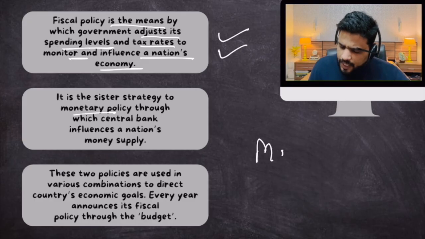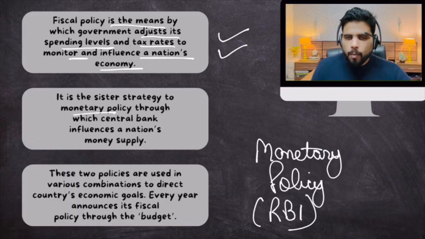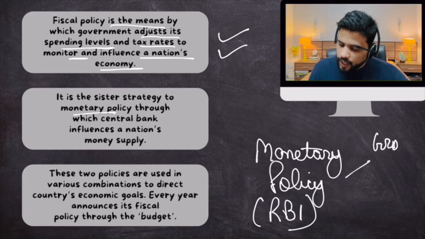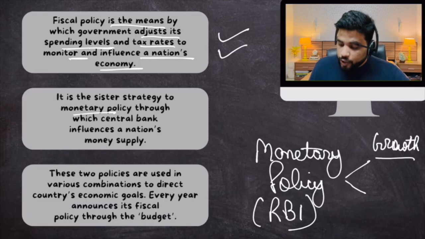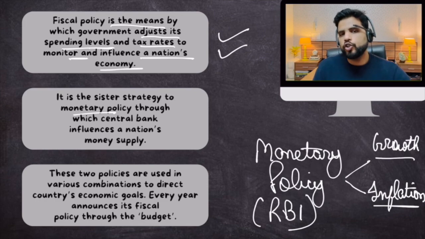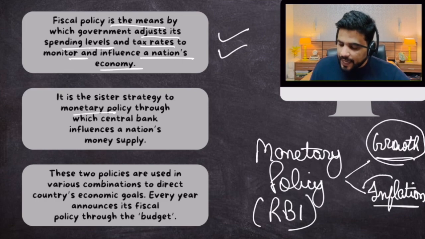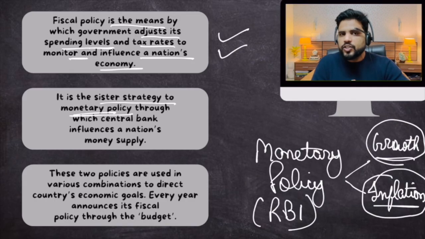As you all know, monetary policy, which is determined by RBI, can boost economic growth. If RBI decides to increase money supply, that would boost economic growth. Monetary policy can impact inflation. If RBI decides to reduce money supply, then it reduces inflation also. Similarly, fiscal policy also can impact growth, can impact inflation. That is why sometimes it is also referred to as the sister strategy of monetary policy. Both these policies work together.